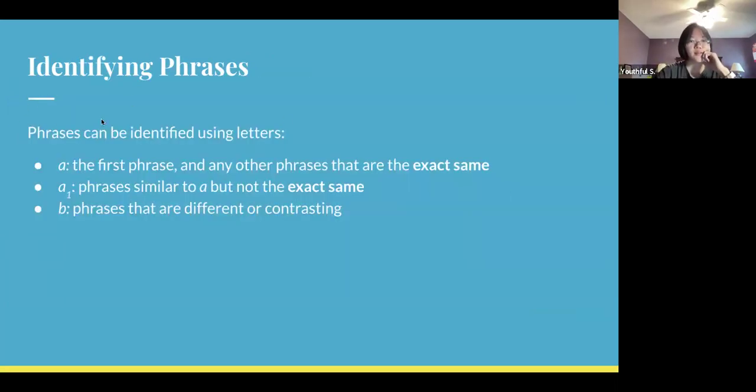Other than that, we won't be using this much, but you can also identify phrases, so this is more for analysis. You can use a letter A to identify the first phrase. The first phrase is always A. And then A1 is for phrases similar, but not exactly the same as A. And then B is just different or contrasting. We won't really use this, so I won't go over it for too long.